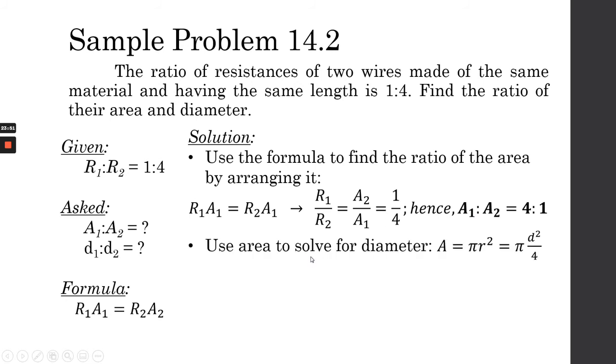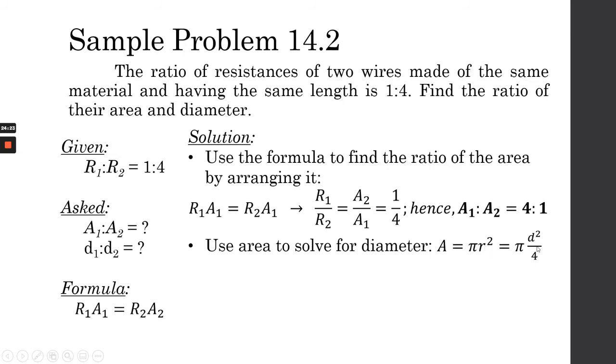So to solve for the diameter ng wire, we can substitute the equation for the area. So ang area ng isang wire or cross-sectional area ng isang wire is actually pi r squared. But since we're looking for diameter, to change it to diameter, we just have to use that r is basically diameter divided by 2.